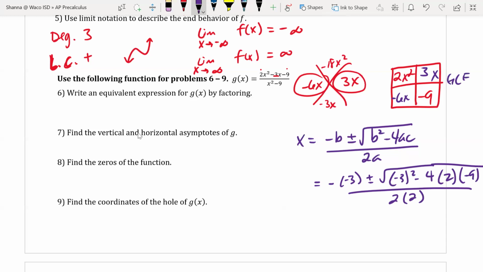The GCF of this row is x. The GCF of this row is negative 3. The GCF of this row is 2x. The GCF of this row is positive 3. So your factors are 2x plus 3 and x minus 3. That's your numerator: 2x plus 3 times x minus 3. Your denominator is a difference of 2 squares. Does that ring a bell?